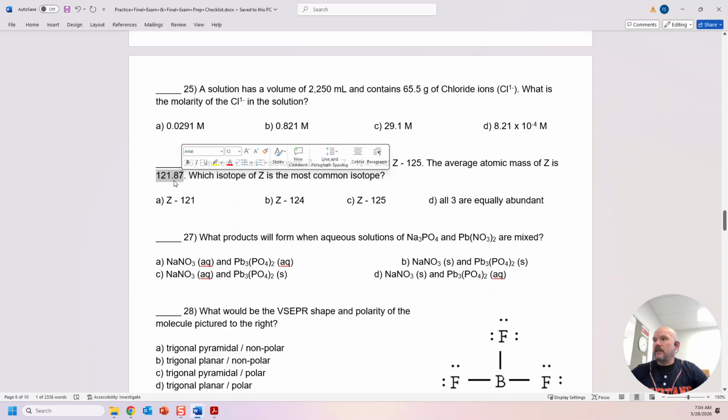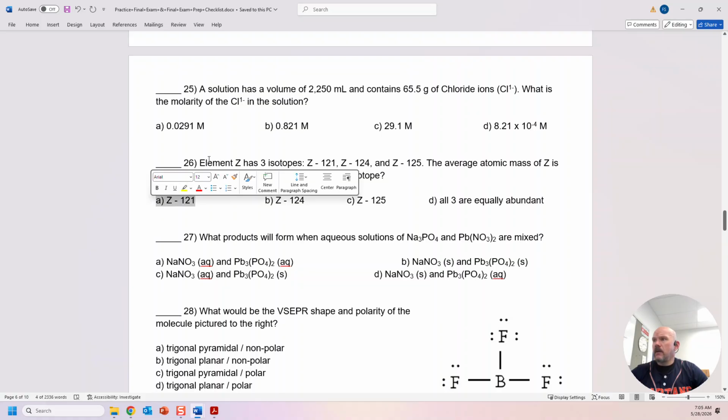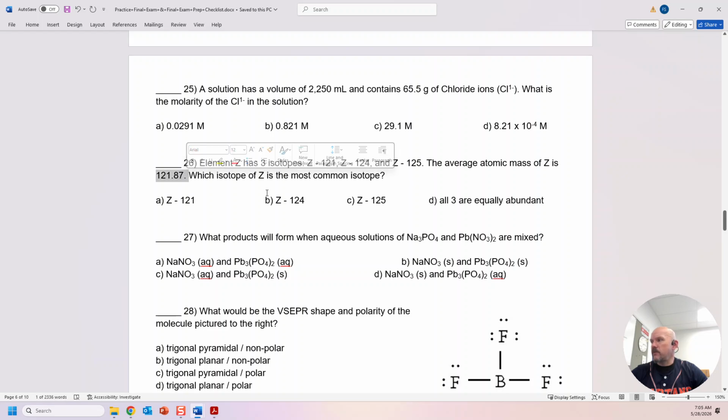So what does that mean? It means 121 is the most abundant. That's the most common isotope, and these would be more rare. If the number was closer to 125, then maybe 125 or 124 is more abundant. It just depends, but remember it's a weighted average. Whichever of these numbers the average atomic mass is closest to would probably be the most abundant one, okay?